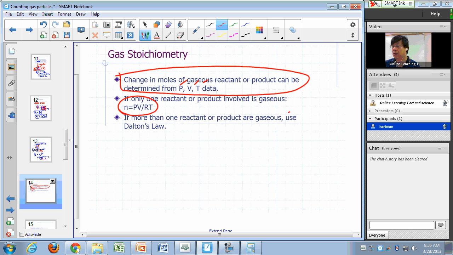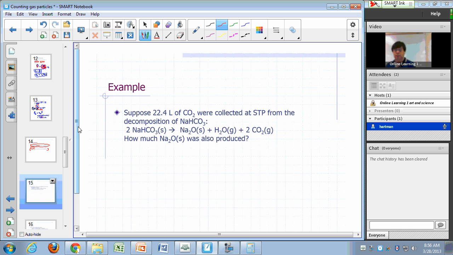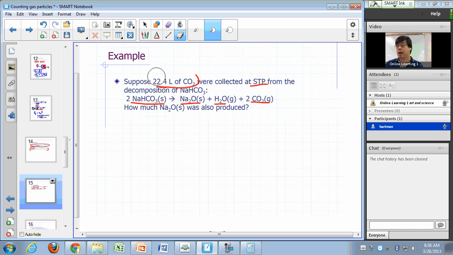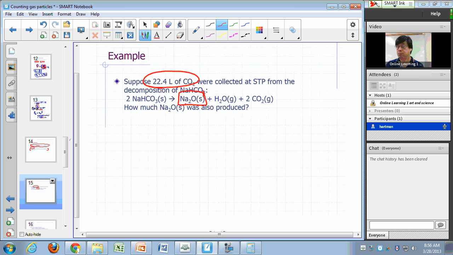Now, if you have to deal with mixtures, you're going to have to use Dalton's law to solve that stoichiometry problem. Okay, so let's illustrate that with this problem right here. Suppose you have 22.4 liters of carbon dioxide generated at STP by decomposing sodium bicarbonate. So you have a reaction here with one reactant producing 3 products. So that's a decomposition reaction, remember? Okay, so now let's say that 22.4 liters of CO2 were collected at STP. How much Na2O was produced?